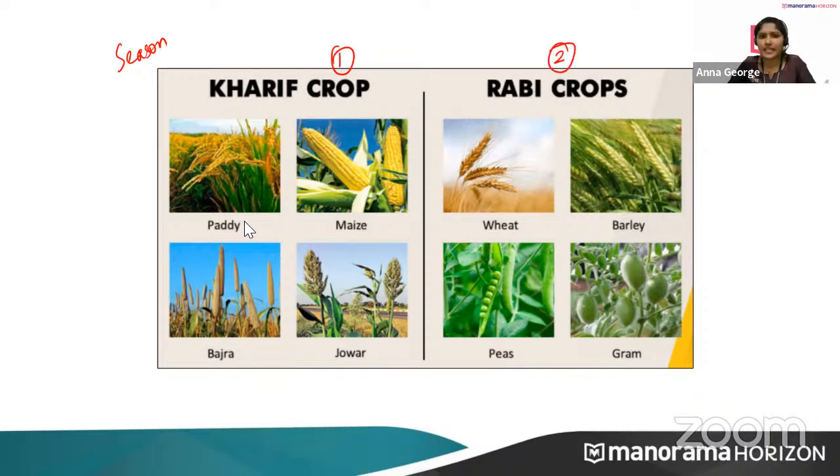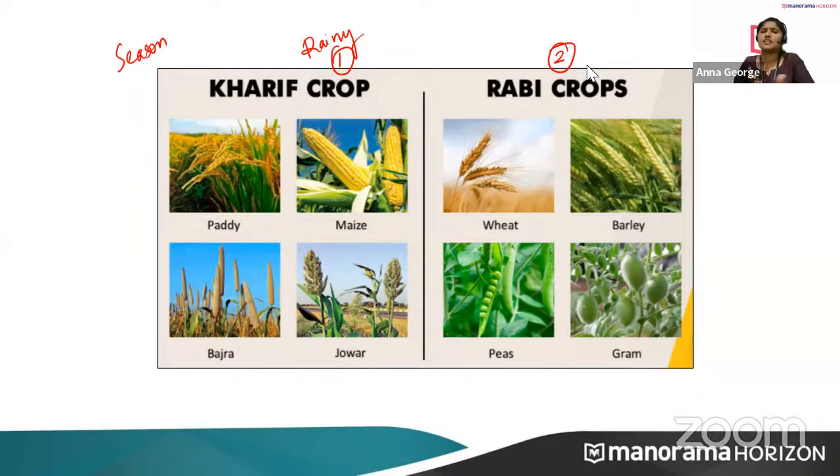So what do you mean by kharif crops? Can any one of you tell me in the comment box? Is a kharif crop grown or sown in summer or rainy season? There are just two options. Grown in rainy season, yes, very good. So kharif crops are the crops that are grown or sown in the rainy season.